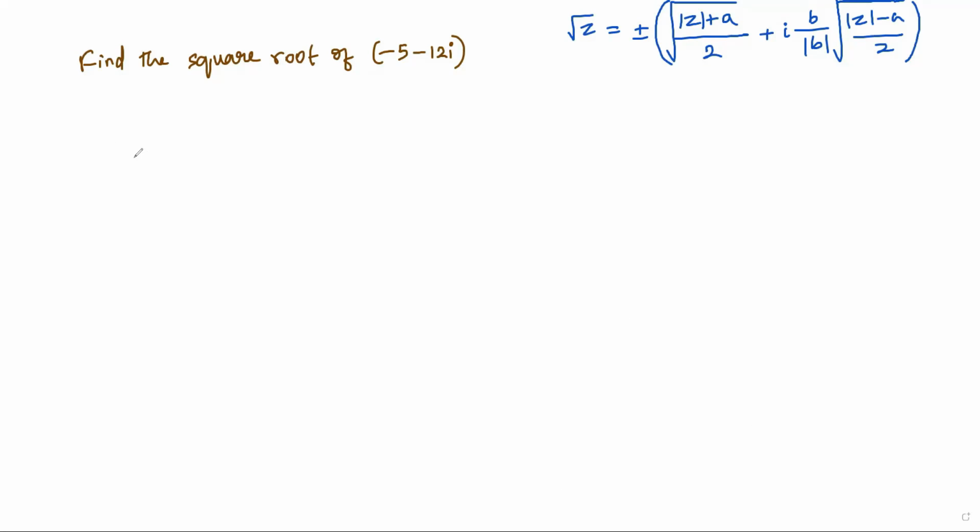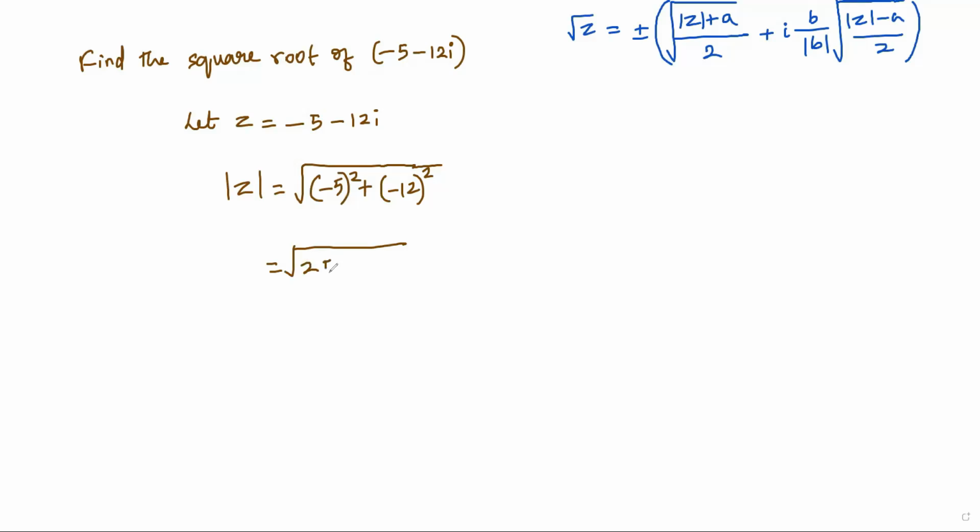So here we have to find the square root of negative 5 minus 12i. So let z is equal to negative 5 minus 12i. Then absolute value of z is equal to the square root of the real part squared, that is negative 5 the whole square, plus the imaginary part squared, which is negative 12 the whole square. Then you add the two squares. So we get 25 positive. Then negative 12 the whole square is equal to positive 144. So we get 169. Square root of 169 is 13.